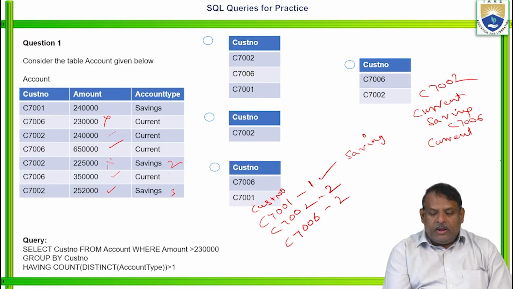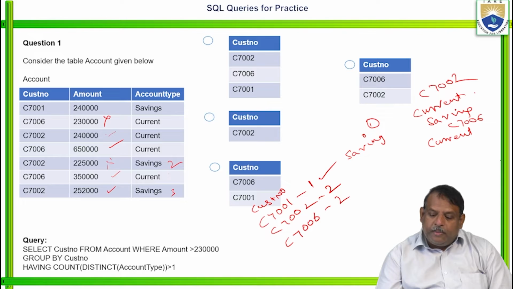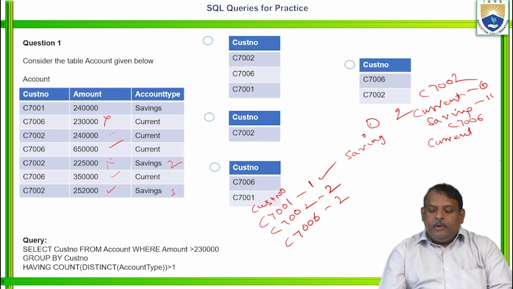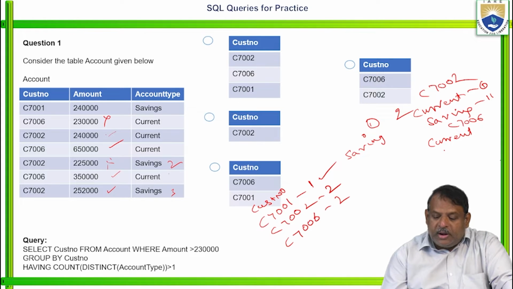Now here they said count of distinct account type. When you apply distinct account type, here you will get only 1 record. Second case, distinct account type: current is 1 record, saving is 1 record. So totally here distinct count is 2. Similarly for 706, there are 2 records of current. Distinct will give only 1 record.